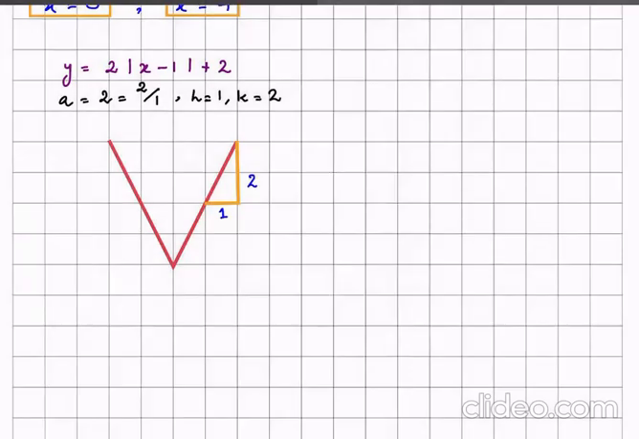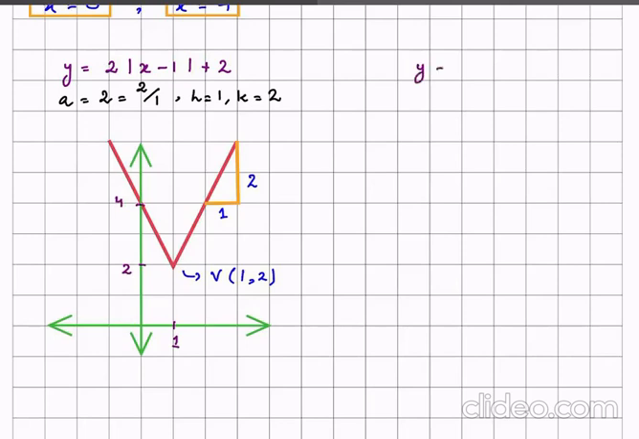So K is 2 means that it should be, let's say here, and H is 1. So it should be like this. So my vertex point is 1, 2. So this is 1, this is 2, this is 4.